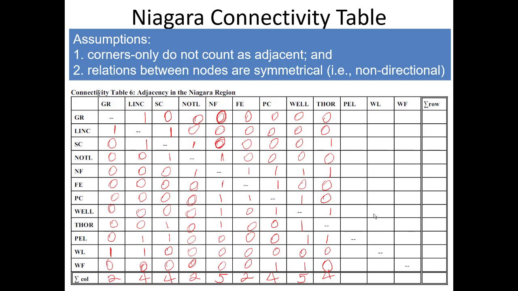So according to my calculations, there, 1, 2, 3, 4. So centrality for Thorold is 4. So far it looks like Welland and Niagara Falls are the places with the highest centrality if we are just counting borders.